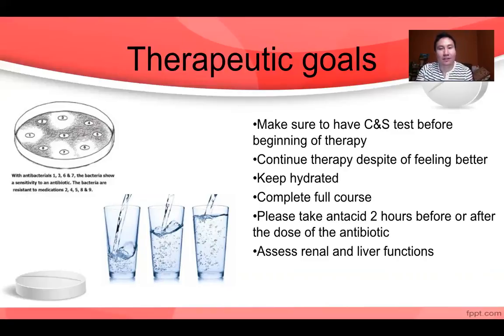Some medications such as antacids can influence the absorption of the medication, so we want to tell them to take antacids 2 hours before or after the dose of the antibiotic. The medication can also have some effect on renal and liver functions, so we want to make sure we check AST, ALT, BUN, and creatinine for the patients.